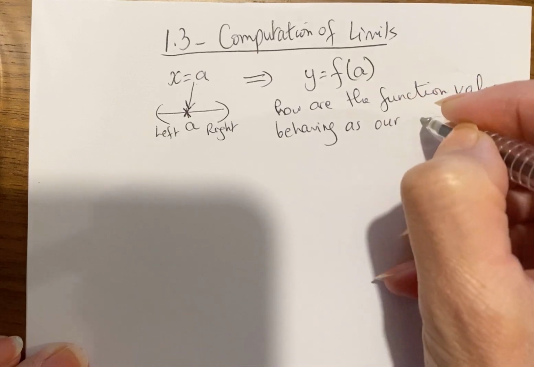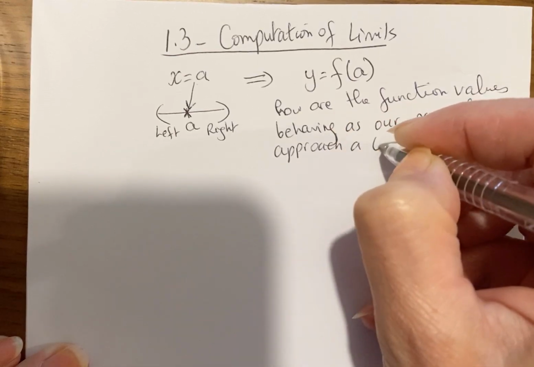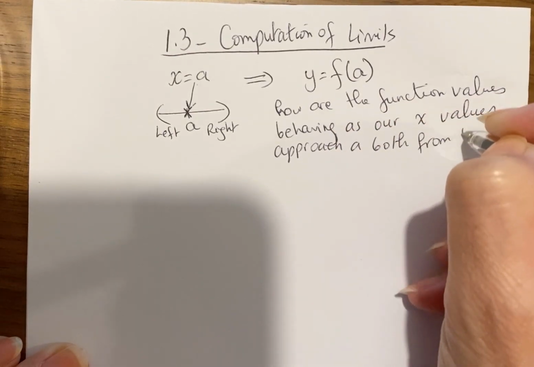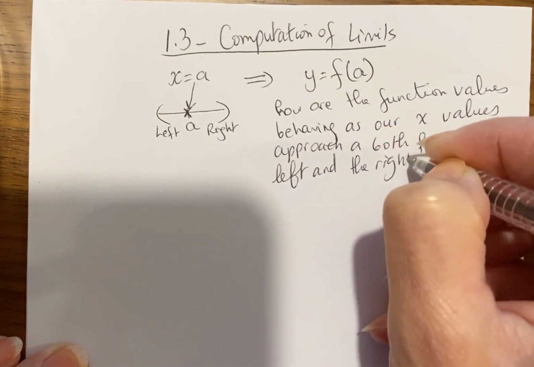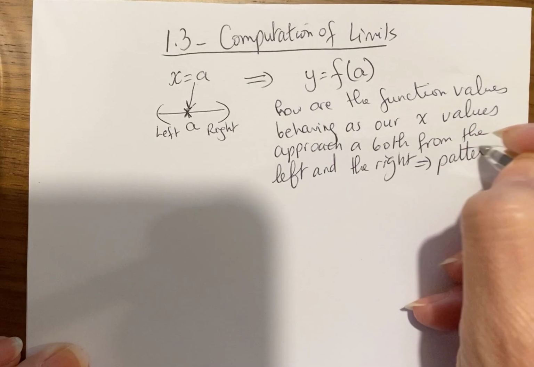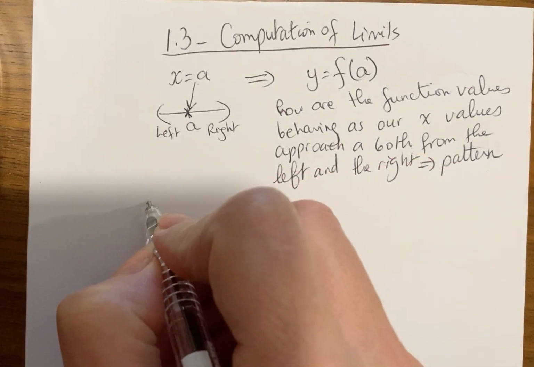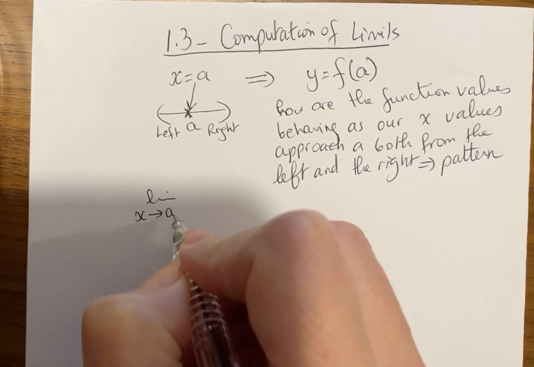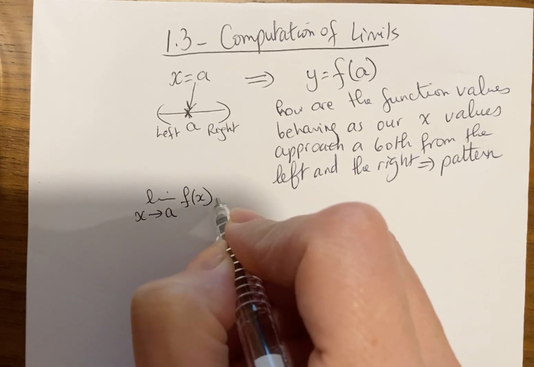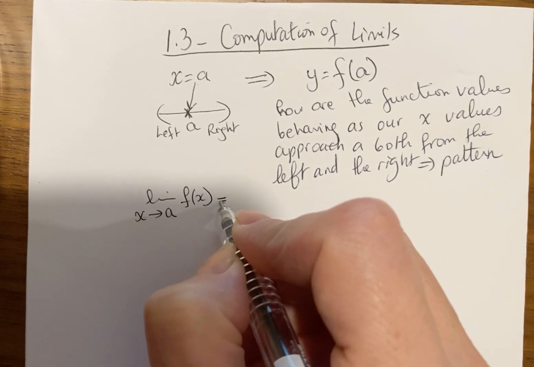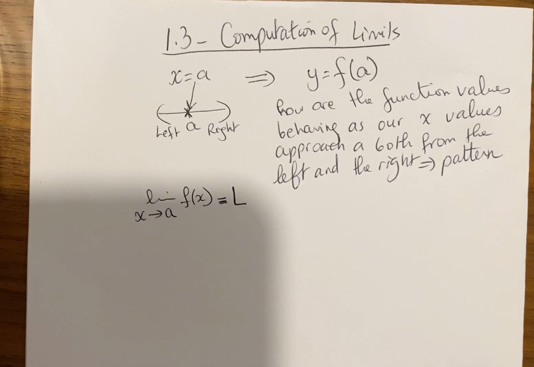as our x values approach a, both from the left and the right. So if it forms a pattern, if I can read the pattern the function values are behaving according to, this pattern is described by the limit. So as x approaches a from the left and the right, the function values f of x approach a value L. This value L, we call it the limit of the function around a.